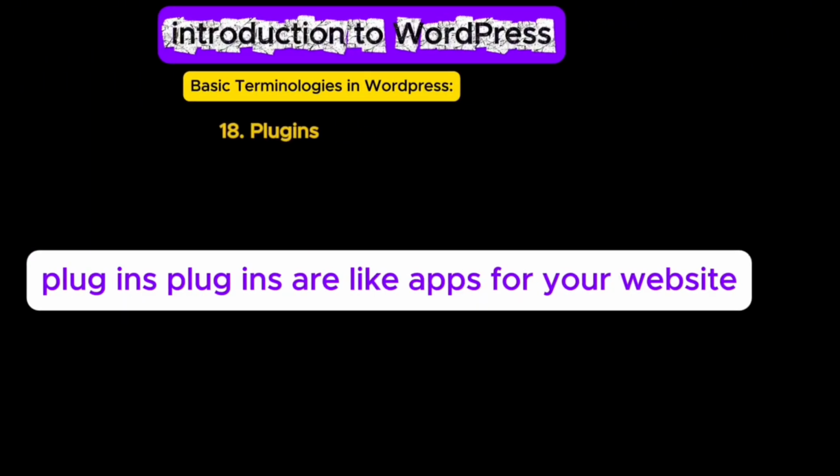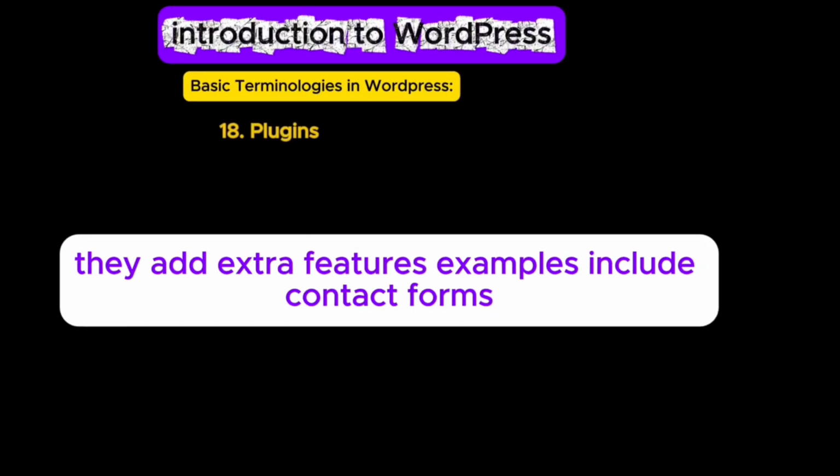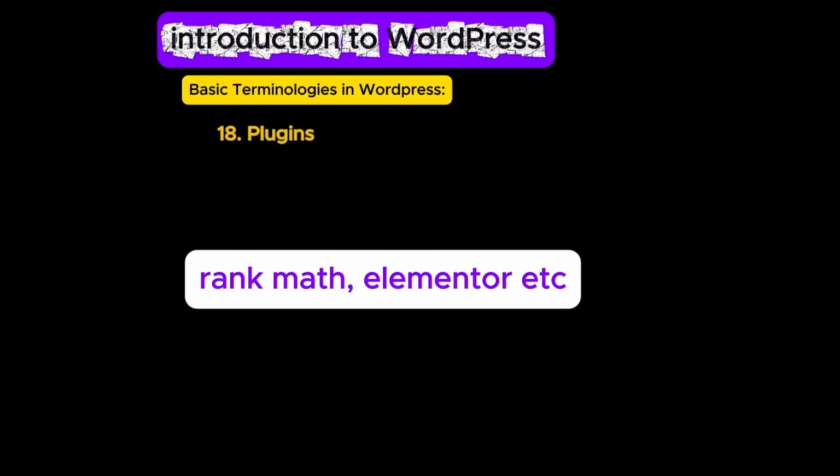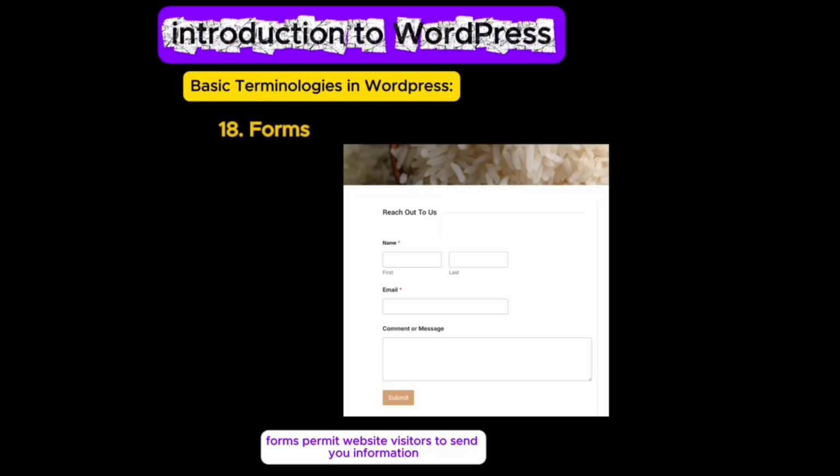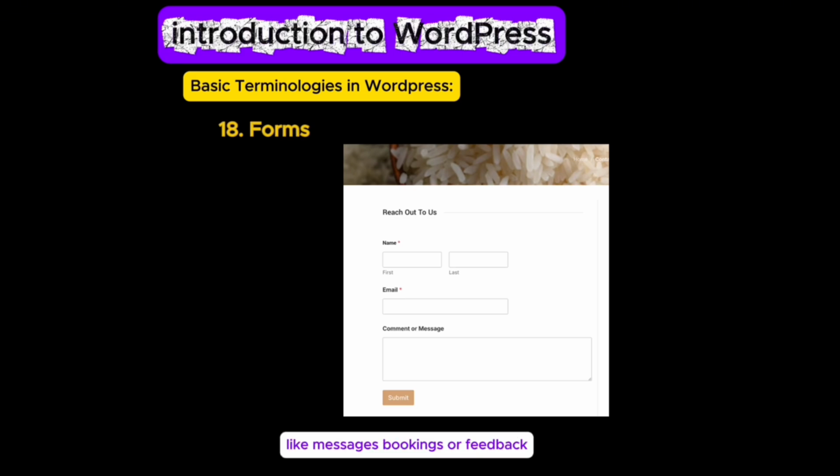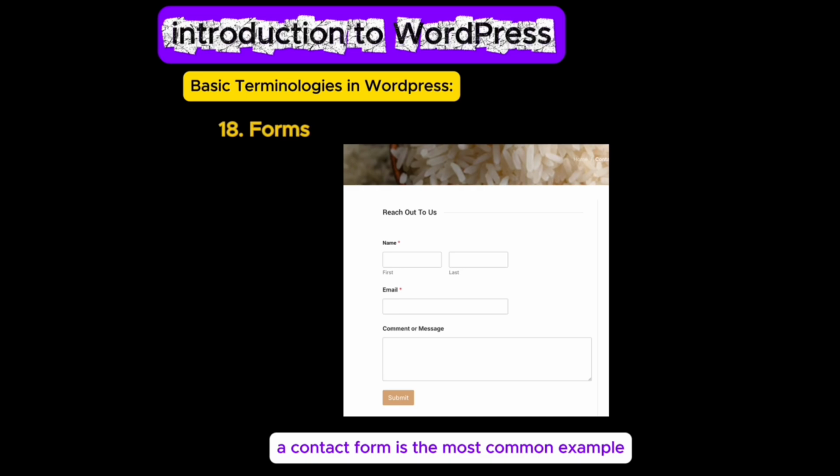Plugins. Plugins are like apps for your website. They add extra features. Examples include contact forms, Rank Math, Elementor, etc. Forms. Forms permit website visitors to send you information like messages, bookings, or feedback. A contact form is the most common example.